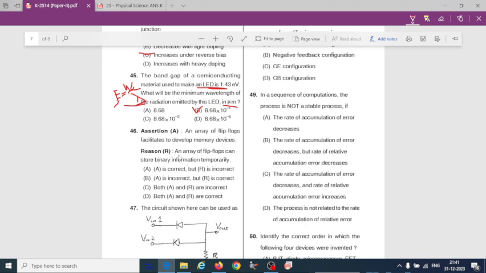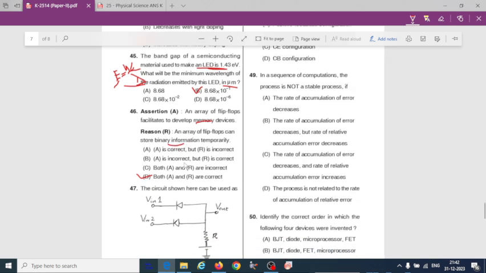Assertion: an array of flip-flops facilitates to develop memory device. Reason: an array of flip-flop can store binary information temporarily. Here the four options are given: A is correct, R is incorrect; A is incorrect, R is correct; both are correct; or both are incorrect. So the 46th one is option D. Both the assertion and reason are correct. An array of flip-flop facilitates to develop memory devices, and an array of flip-flop can store binary information temporarily.